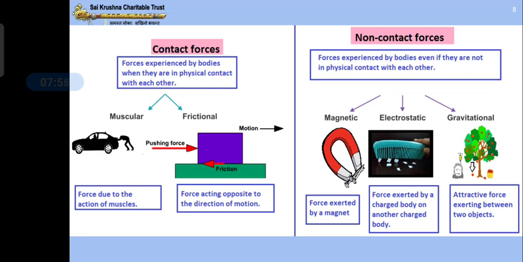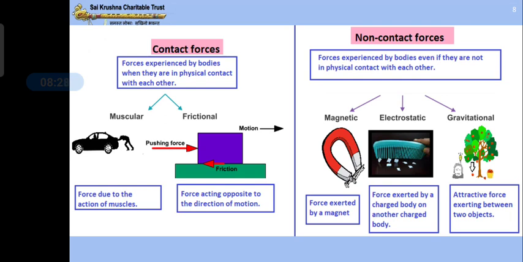Next comes the electrostatic force. So what do you mean by electrostatic? Can you all see the example here? There is a comb and there are pieces of paper. When you comb your hair and keep that comb near the pieces of paper, they get attracted. The force behind this is electrostatic force. So what is the definition of an electrostatic force? The force exerted by a charged body on another charged body or uncharged body is called electrostatic force.